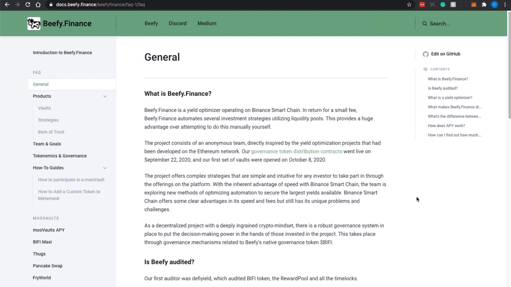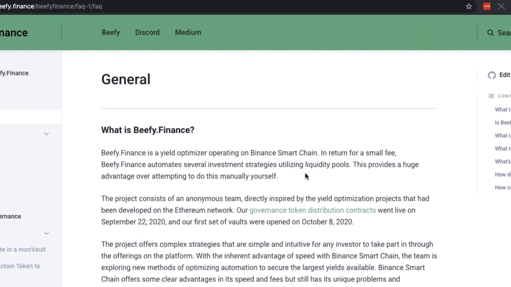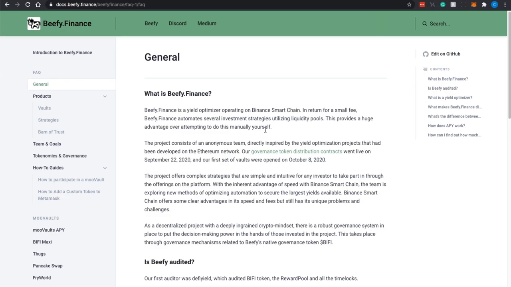What is Beefy Finance? Beefy Finance is a yield optimizer operating on Binance Smart Chain. In return for a small fee, like any other DeFi platform out there, Beefy Finance helps to automate several investment strategies utilizing the liquidity pools. This provides a huge advantage over attempting to do it manually by yourself, because if you do it manually, there are a lot more steps involved and a lot more fees involved as well. If you leverage platforms such as this by using yield farming, you are able to save a lot of time, a lot of effort, as well as a lot of your gas fees.